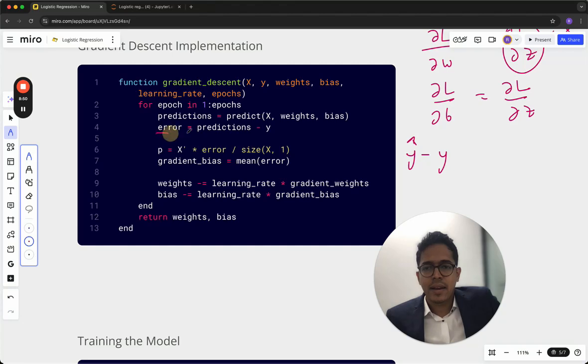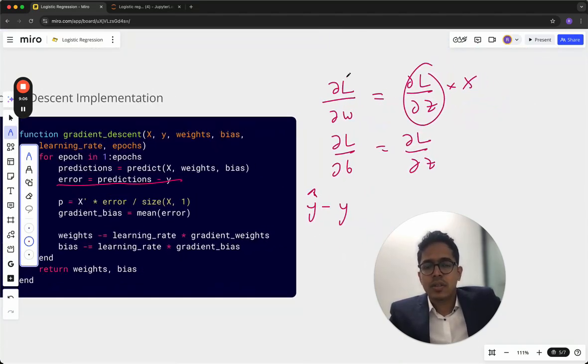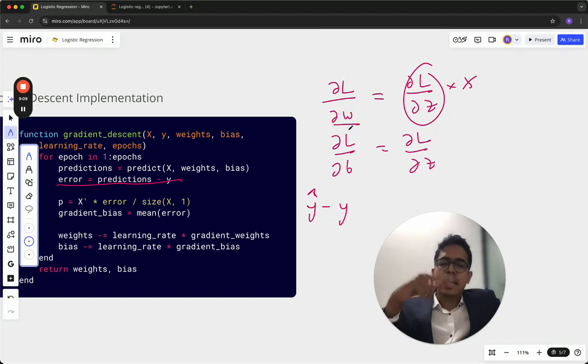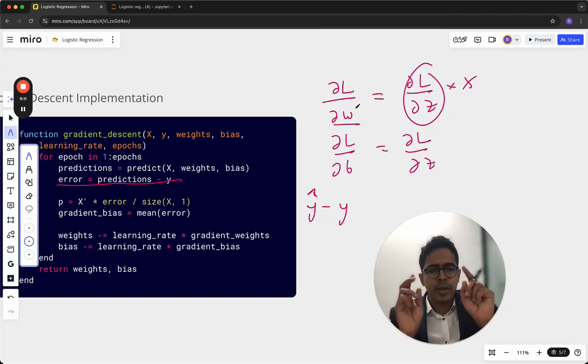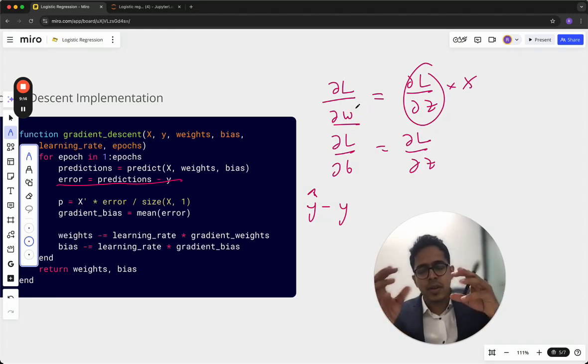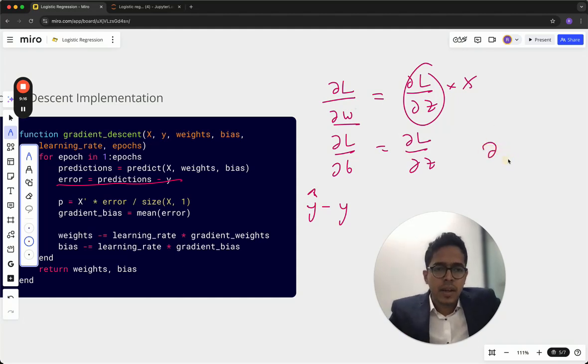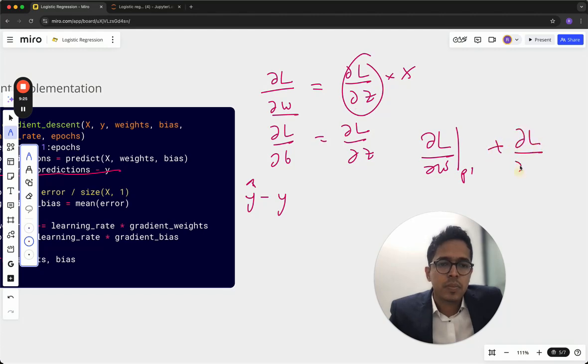So that is this line. Now here we are doing x prime times error divided by size of x comma 1, and this is nothing but calculating the mean value of the gradient of loss with respect to W. What we did in the Excel sheet was take the mean value. There were only 2 people, so the mean value was just the average: dou loss by dou W for person 1 plus dou loss by dou W of person 2, divided by 2.